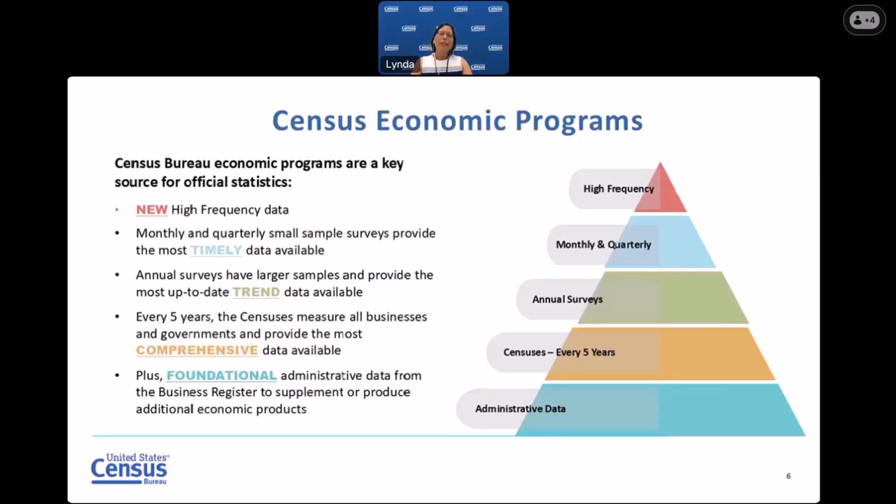Then we move down another level. We have the economic census that takes place every 5 years, and this is our most comprehensive data source for business data. And finally, at the base of the pyramid are administrative data that serves as the foundation of our statistics. And now I would like to turn the presentation over to our first presenter, Mika.